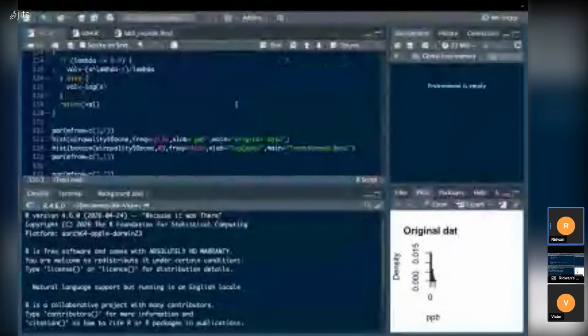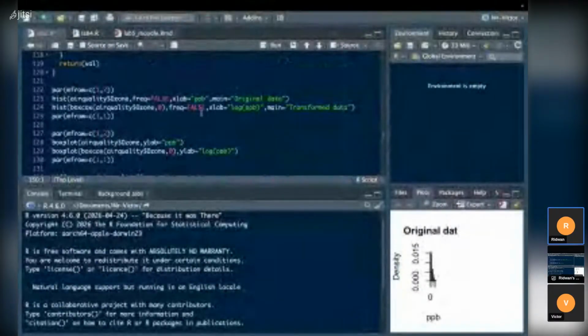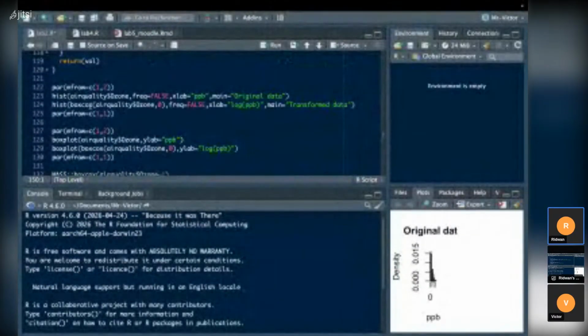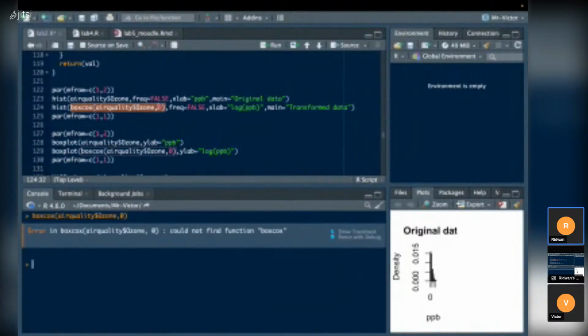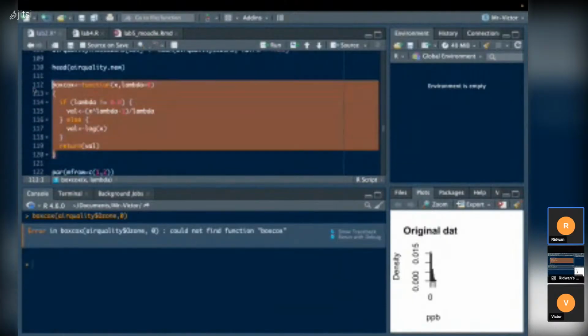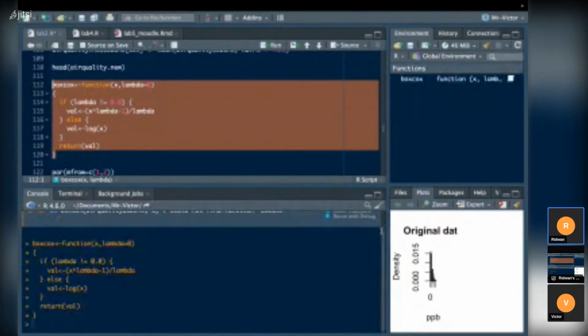So the next one is going to use to plot what? Box Cox. Where is it? So here it is, Box Cox. So we're using the Box Cox function to return. When you put Box Cox like this, if you run it like this now, we have not run this function. Let's run it.